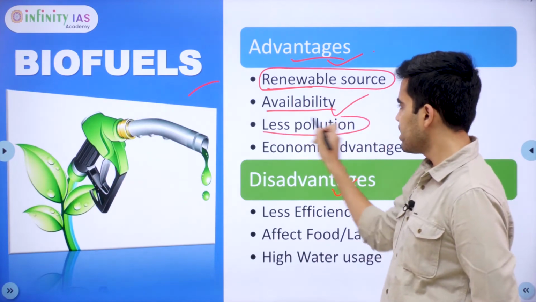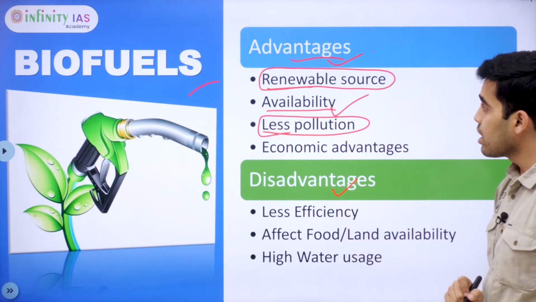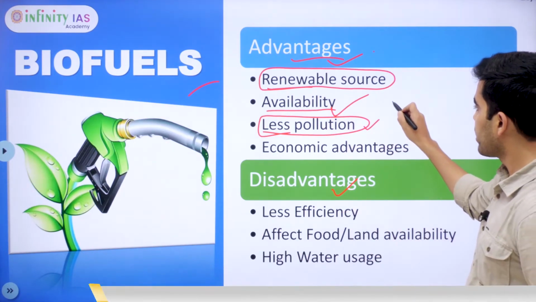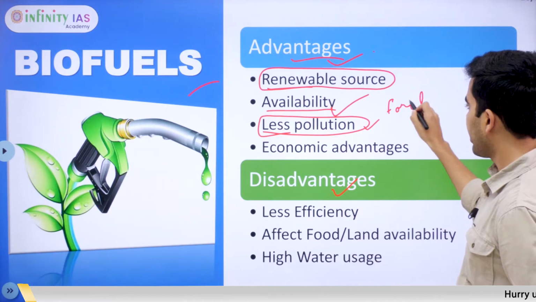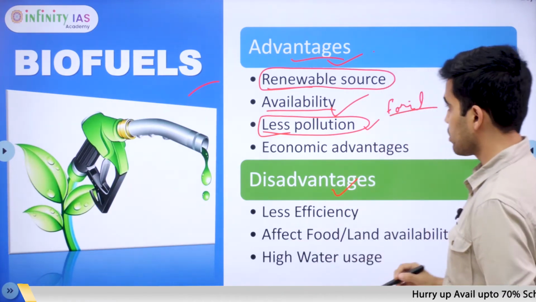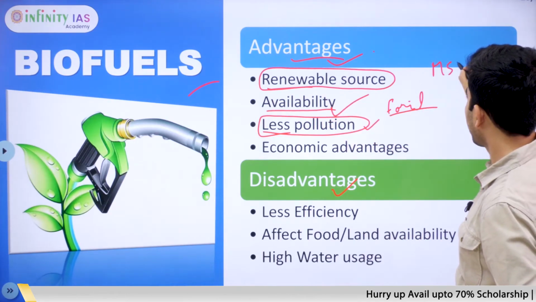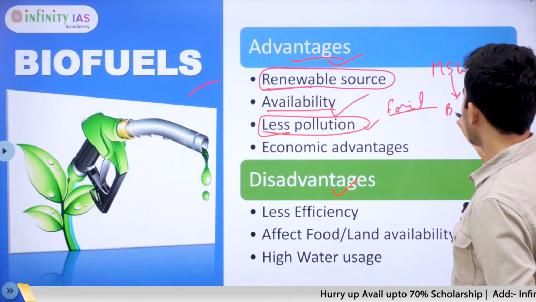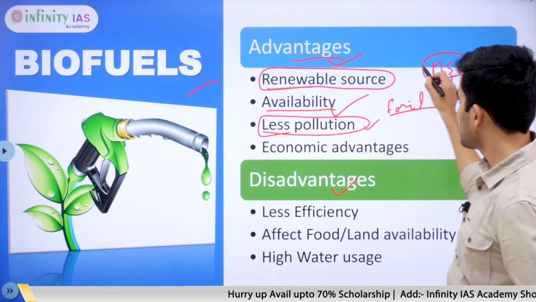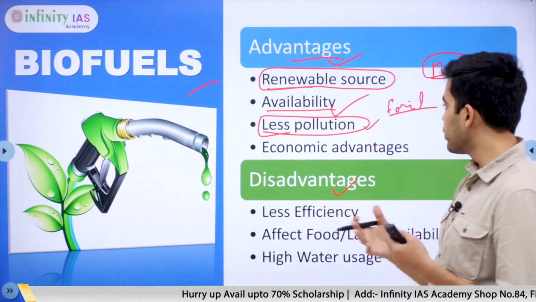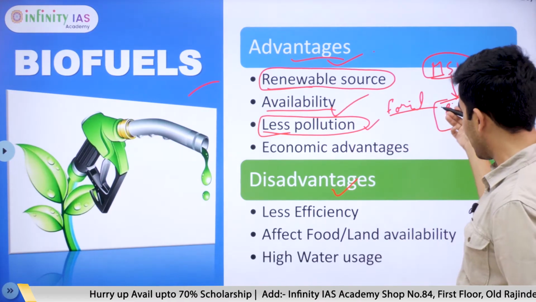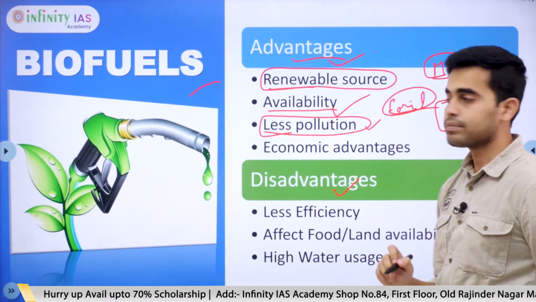And then comes, it is less polluting. Biofuels are comparatively less polluting than fossil fuels. Why? For example, municipal solid waste can be converted to biofuel. So here we are preventing this municipal solid waste from becoming pollutants. It will become fuel and it can be used. So it is less polluting than fossil fuels.